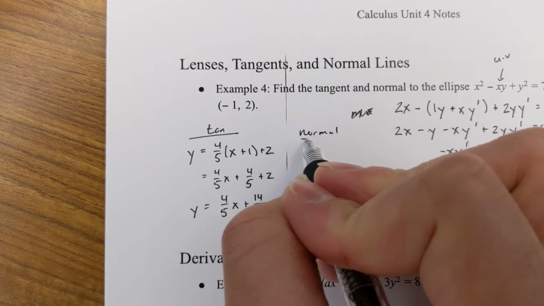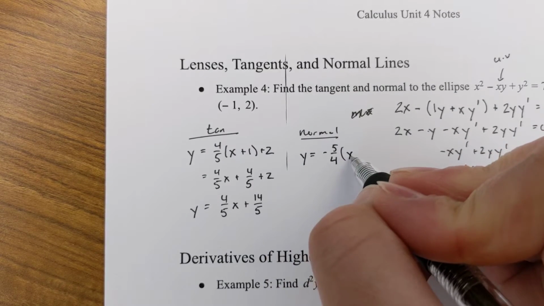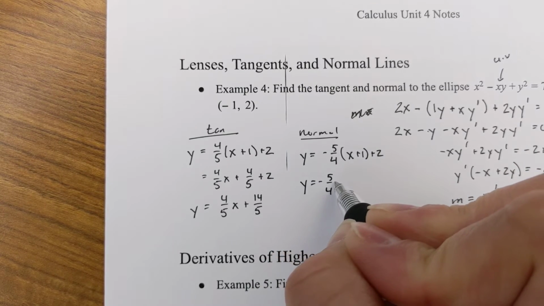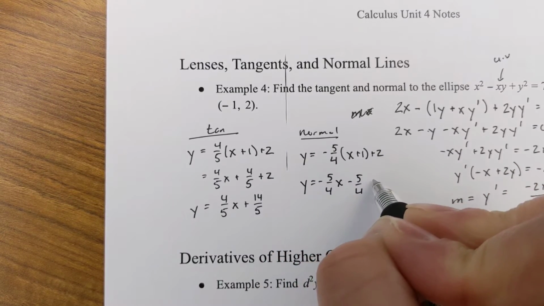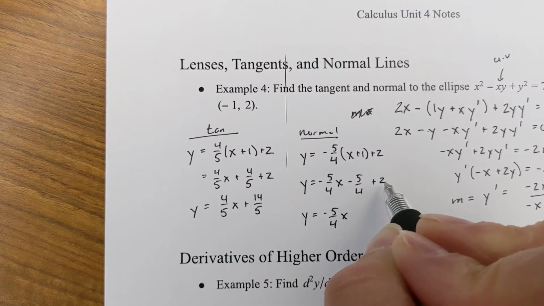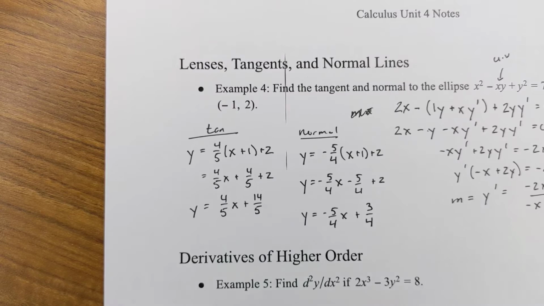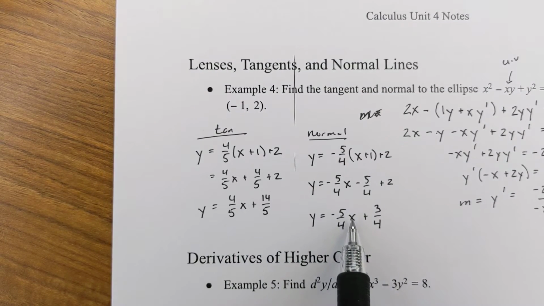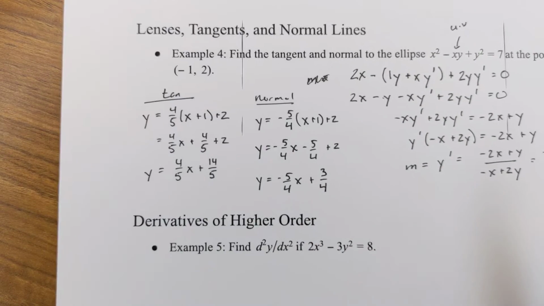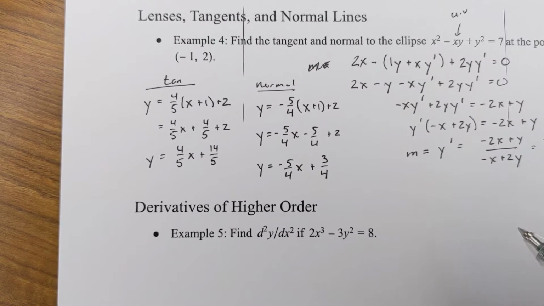For the normal line, the normal line has the opposite reciprocal slope, so negative 5/4, but everything else stays the same. So negative 5/4 x minus 5/4 plus 2. So let's see, that's 8/4, so negative 5/4 plus 8/4 is positive 3/4. So there's the tangent line, there's the normal line to that ellipse at that point. Now you can keep repeating this process. It does get kind of messy, but it can be done.